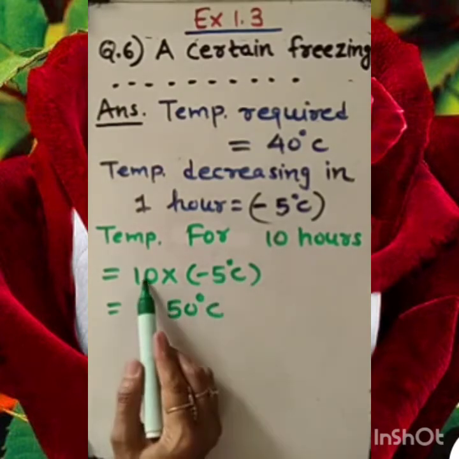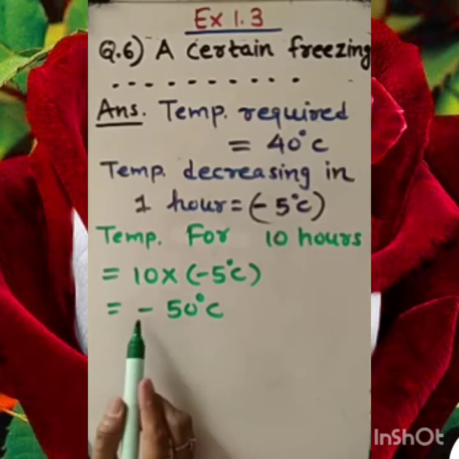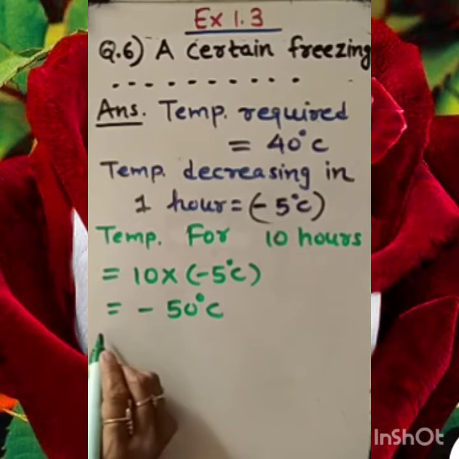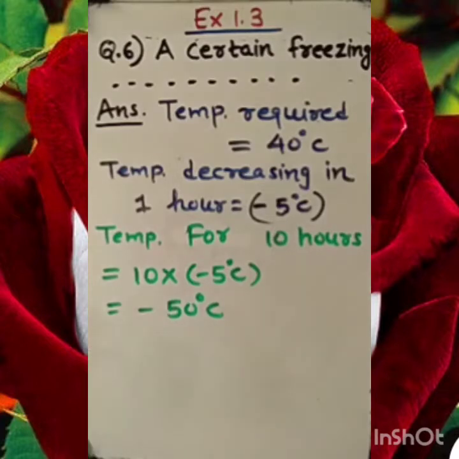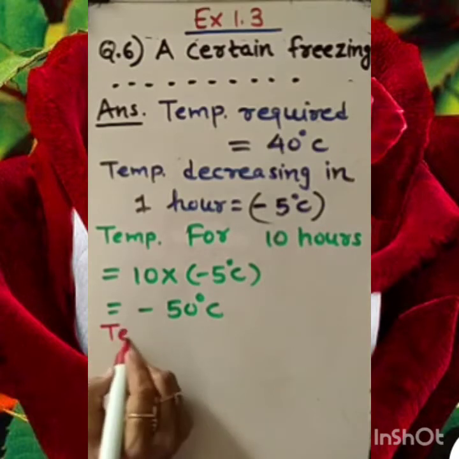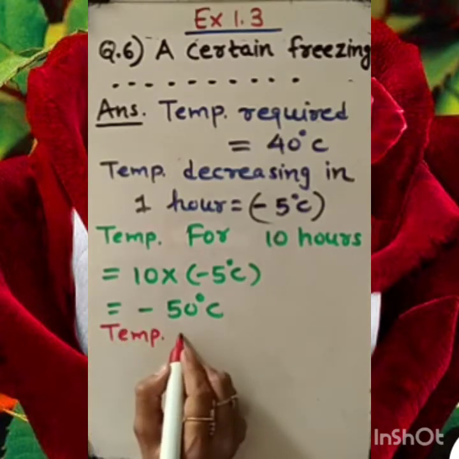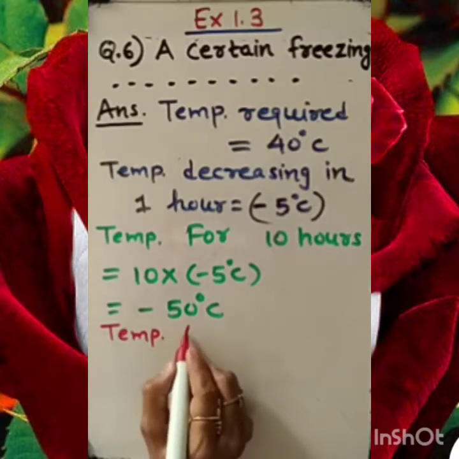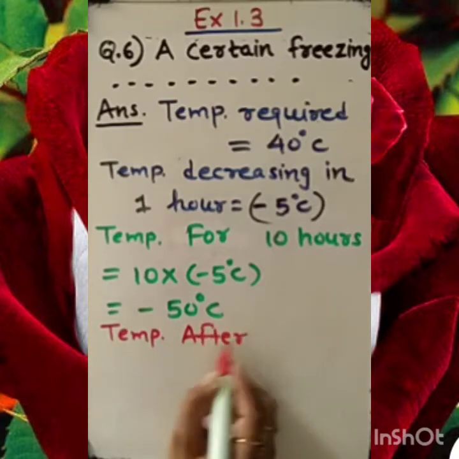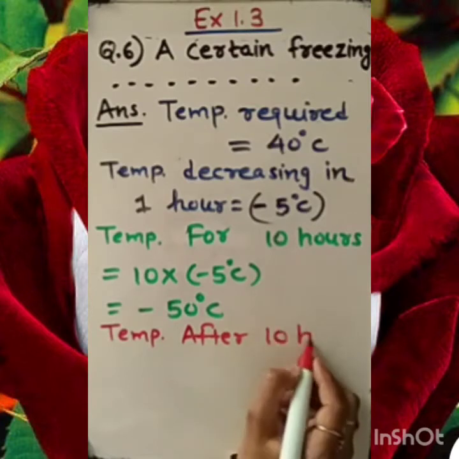So 10 fives are 50, but along with this we need to write the minus sign. Now we need to write the next step. We have to find the temperature of the room after 10 hours. Now we need to mention, according to the question, the temperature after 10 hours.